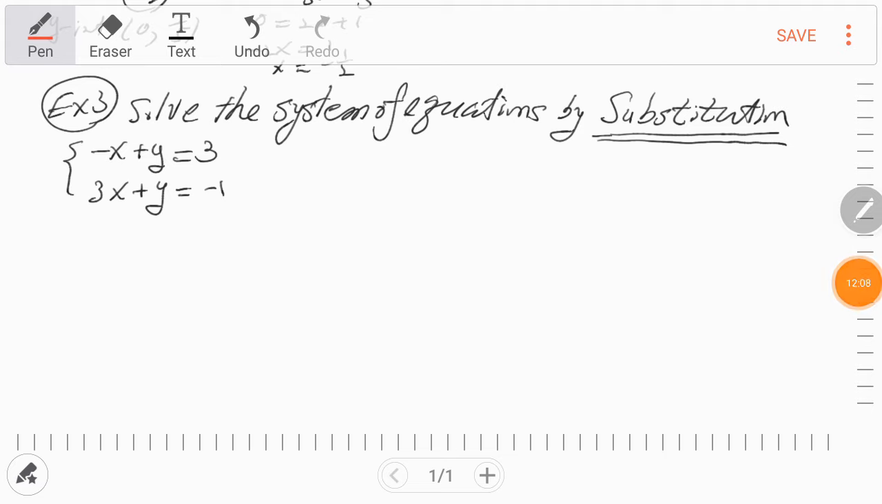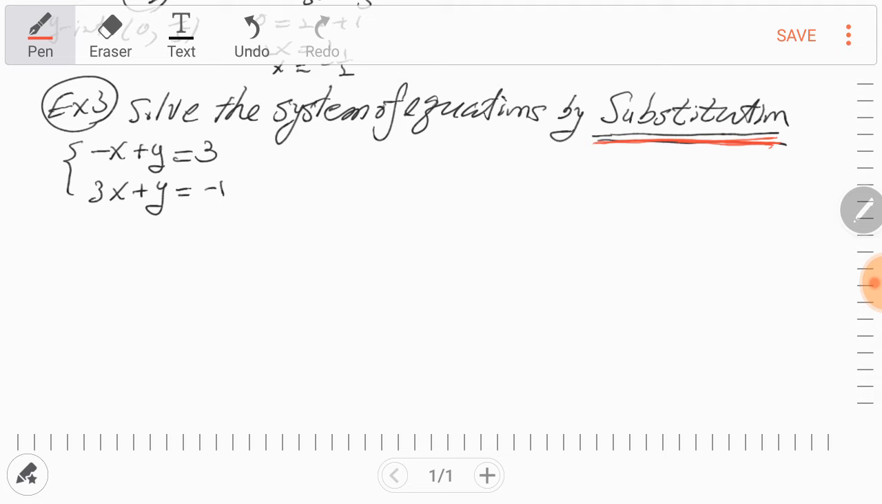Okay, now let's solve this system of equations by substitution. Substitution method is one of the good methods. There is another method, elimination method or addition method. So substitution method is also a good method.